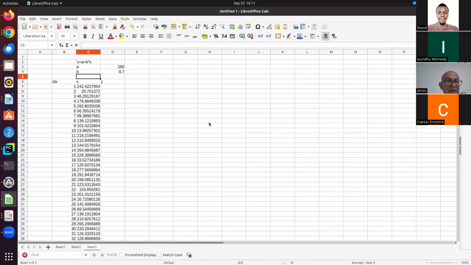Later on I will add another parameter called sigma, but we'll get to that. First of all, a straight line. How do we make a straight line? Very simple. We just use this equation that we have here.